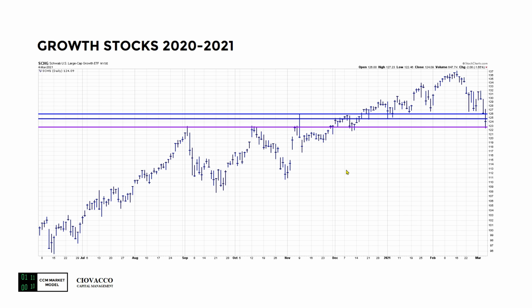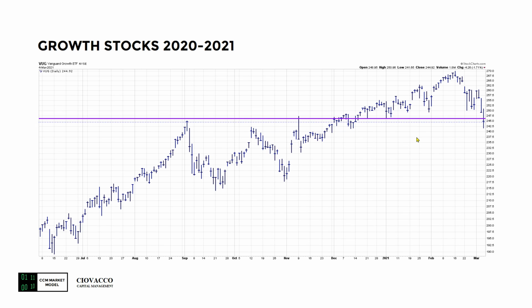SCHD is very, very similar to what we said about XLY. Some concerns here, some good things here, holding at this level here, which is the September high as of Thursday's close. The concerns would be more on the relative charts with SCHG. You can see the hold here with VUG a little bit better. Here's the close. We basically closed at the same level we closed at the September high.